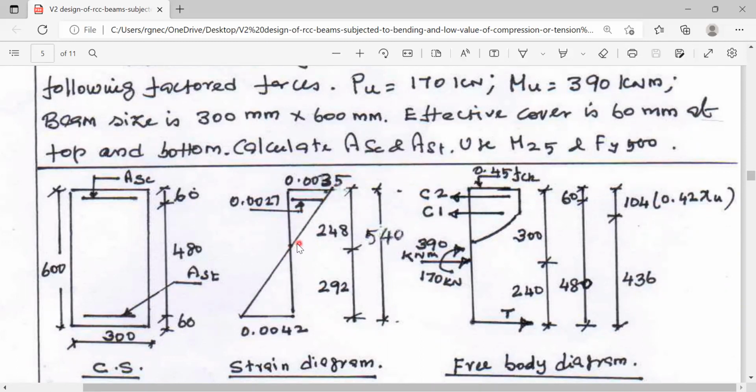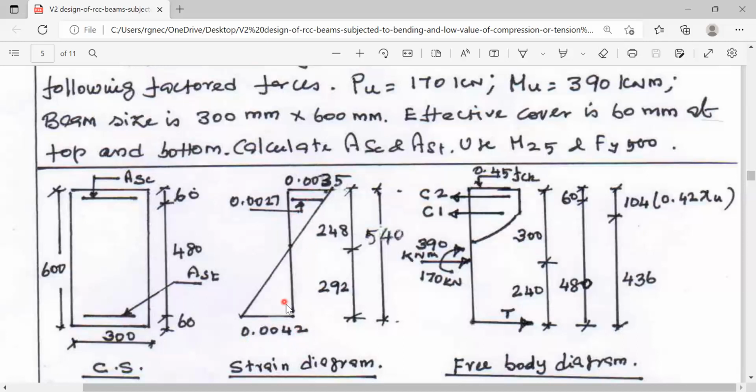That is, we will assume the strain at collapse as 0.0035, which is compulsory, and we will assume the strain in the tension reinforcement as 0.0042. This corresponds to Fy 500. This is based on the minimum value of the specified strain, that is 0.87 Fy divided by Young's modulus plus the residual strain of 0.002, so that it comes to 0.0042.